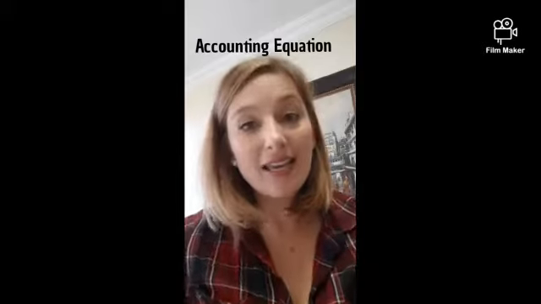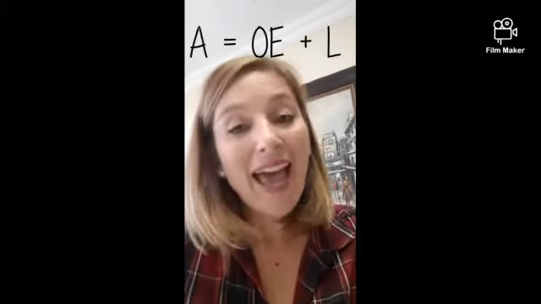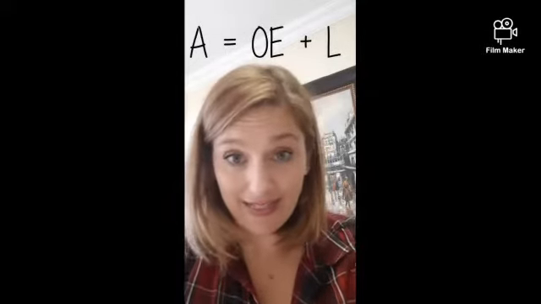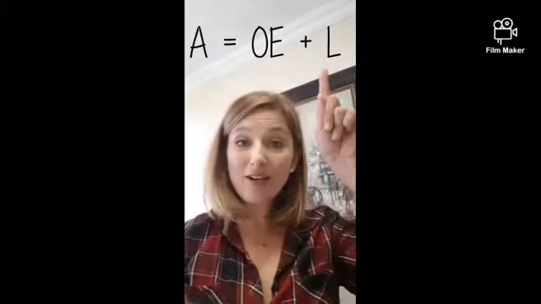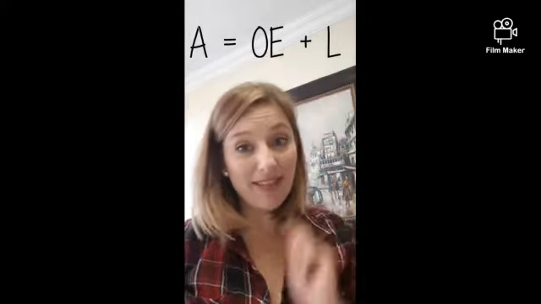So what is the accounting equation? The accounting equation is assets equals owner's equity plus liability. Okay, so you will see it on top. Assets equals owner's equity plus liability.